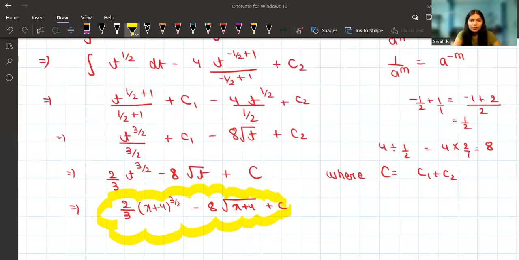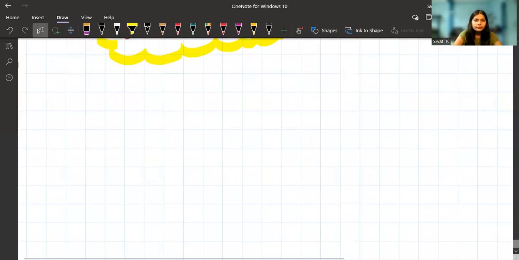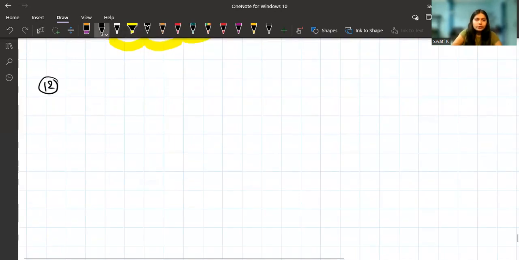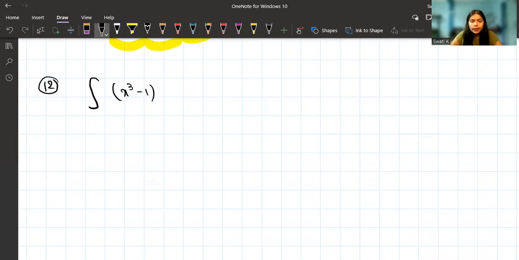Now let's move to the 12th question. So let me write down the question. And so the 12th question, we have to integrate. So we have to integrate simply x cube minus 1 raised to 1 upon 3 times x raised to 5. Okay. So this is the question, and now we have to simplify this.